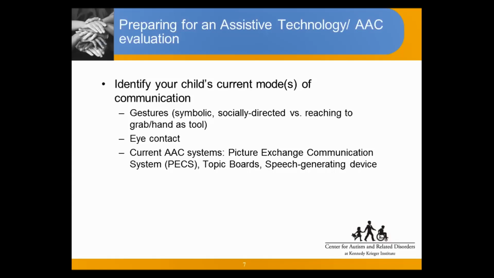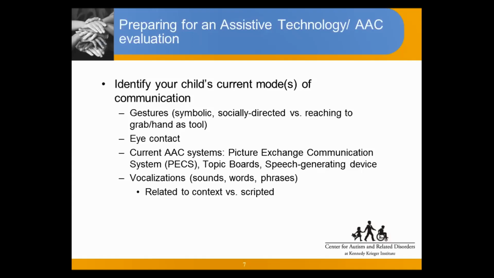Oftentimes we know that they're using something or trying something at school or in therapy, but we might not know specifically what the name of that device is. And there are so many devices out there and so many communication apps on tablets like an iPad that just knowing that they're using a device might not really lead us to what specifically they're using. So knowing the name of the device would also be helpful.